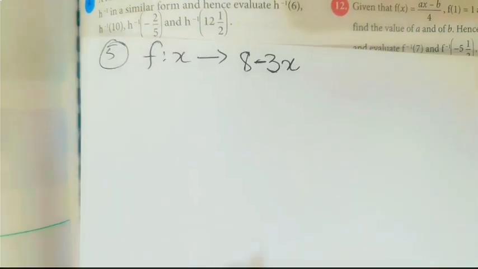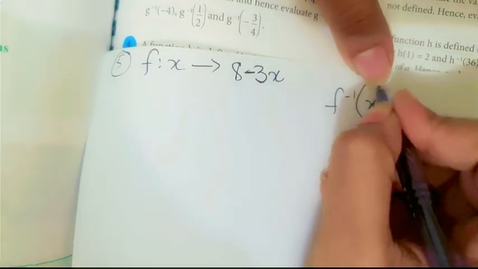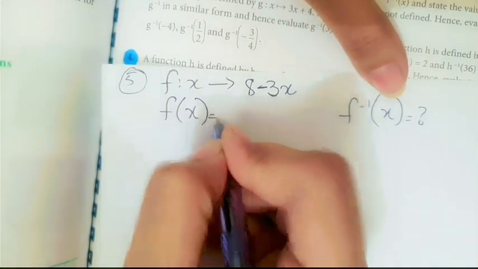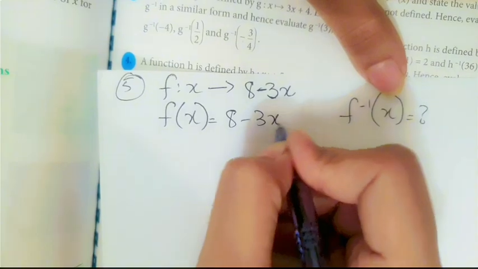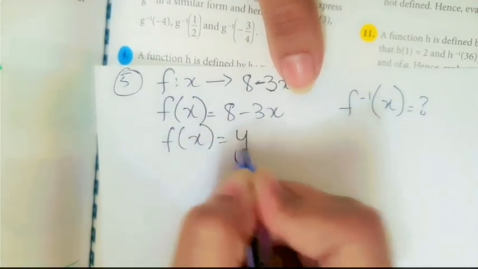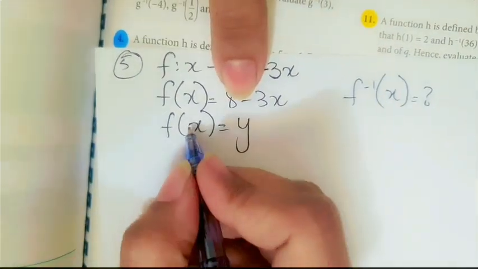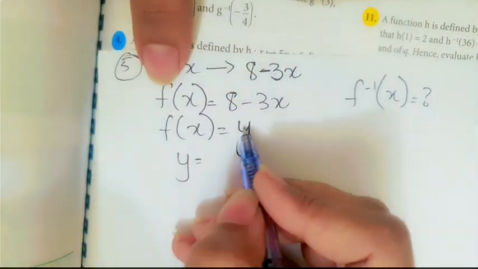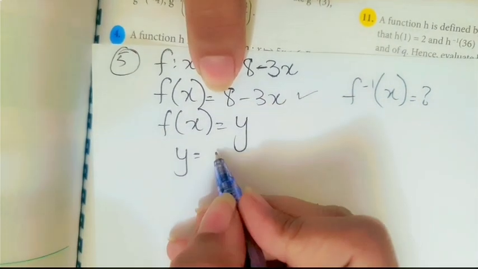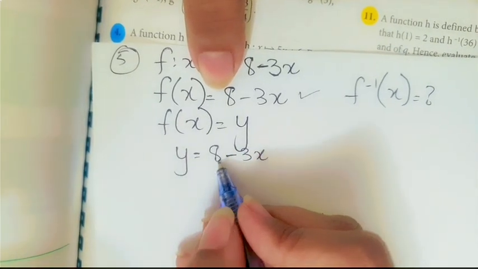Okay, so first of all we have to find f inverse of x. First change the function into an equation. Let's suppose f(x) is equal to y. In place of f(x) I am writing y, and now I am copying the main equation given in the question. So y is equal to 8 minus 3x.